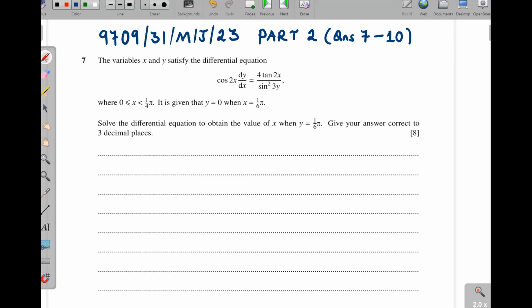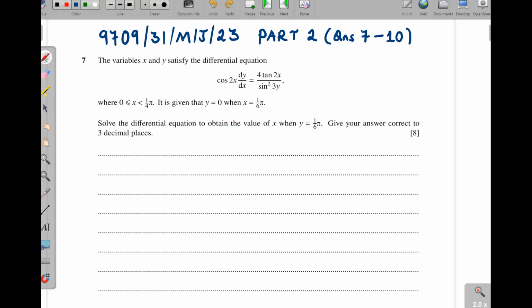Part 2, this is for questions 7 to 10. Question 7 is coming from differential equations. The variables x and y satisfy this differential equation, where x is ranging from 0 to pi over 4. It is given that y is equal to 0 when x is equal to pi over 6. Solve the differential equation to obtain the value of x when y is equal to pi over 6. Give your answer correct to 3 decimal places.